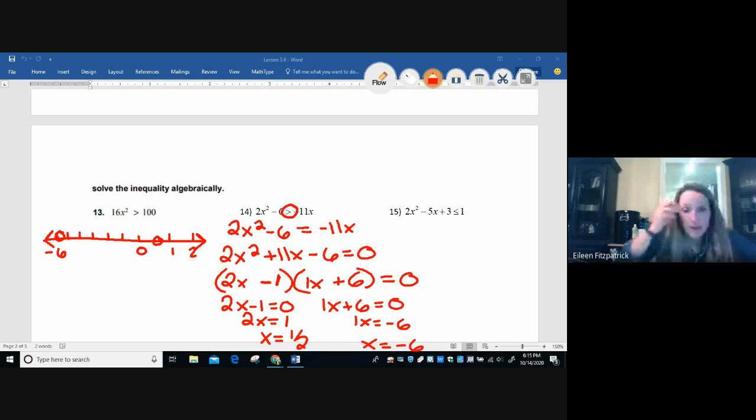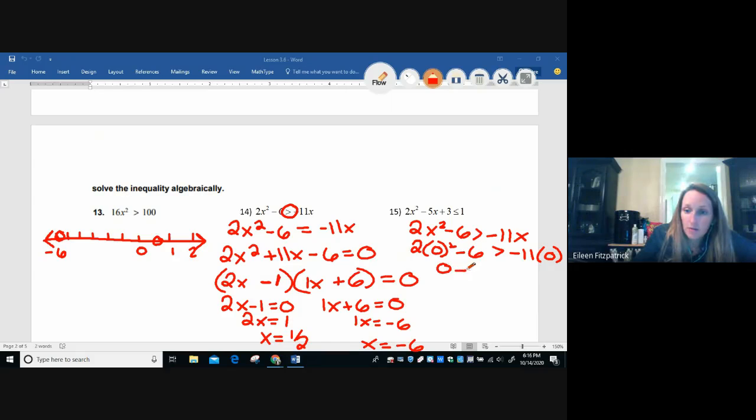All right. And then you're going to test a point. You can test a point in between or to the right or to the left. It's up to you. I always like to test 0 because it makes the math easy. So I'm going to write the original problem down. 2x squared minus 6 is greater than -11 times x, and plug a 0 in for all the x's. So 2 times 0 squared minus 6 is greater than -11 times 0.